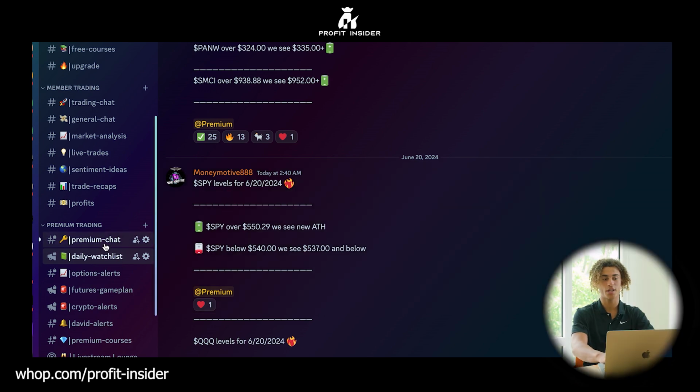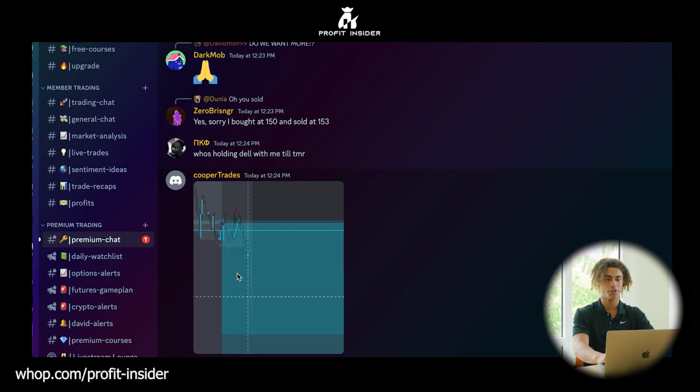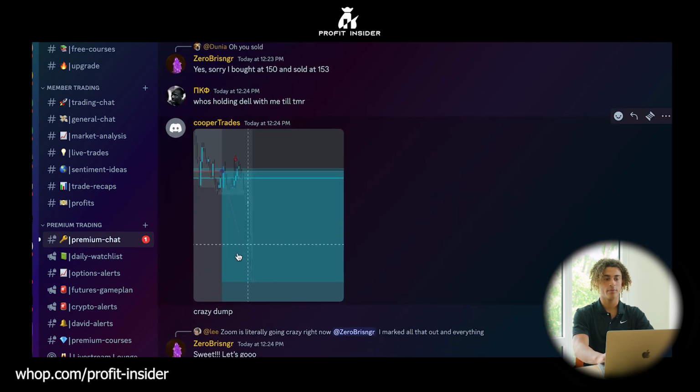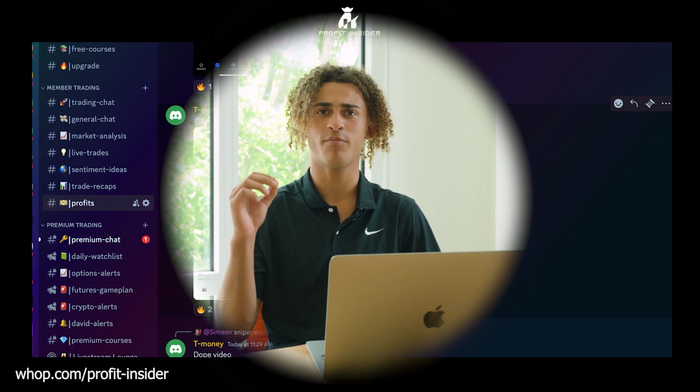And then we also have a chat, which I think is the most valuable part of premium, where everybody is helping each other out. Everybody is sharing what they're doing. They're talking with each other. They're updating each other on the markets. They're encouraging. You can see, sweet, let's go. Everybody's positive, right? It's good vibes. Great vibes. So that is how we made a ton of money on DELL.